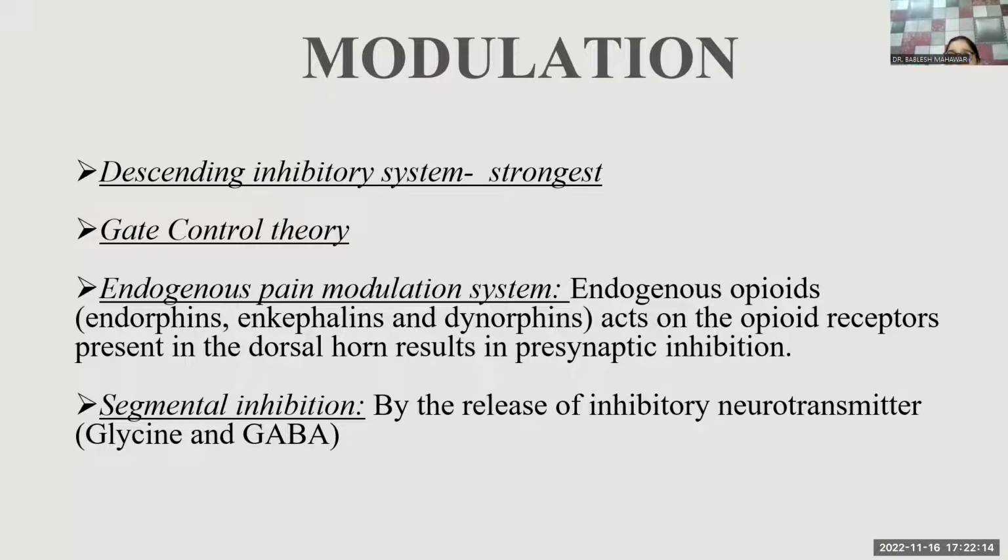The second one is the gate control theory, which was given by Melzack and Wall. And he says that in case the larger diameter fibers are stimulated, like the A beta fibers, which are the touch fibers.